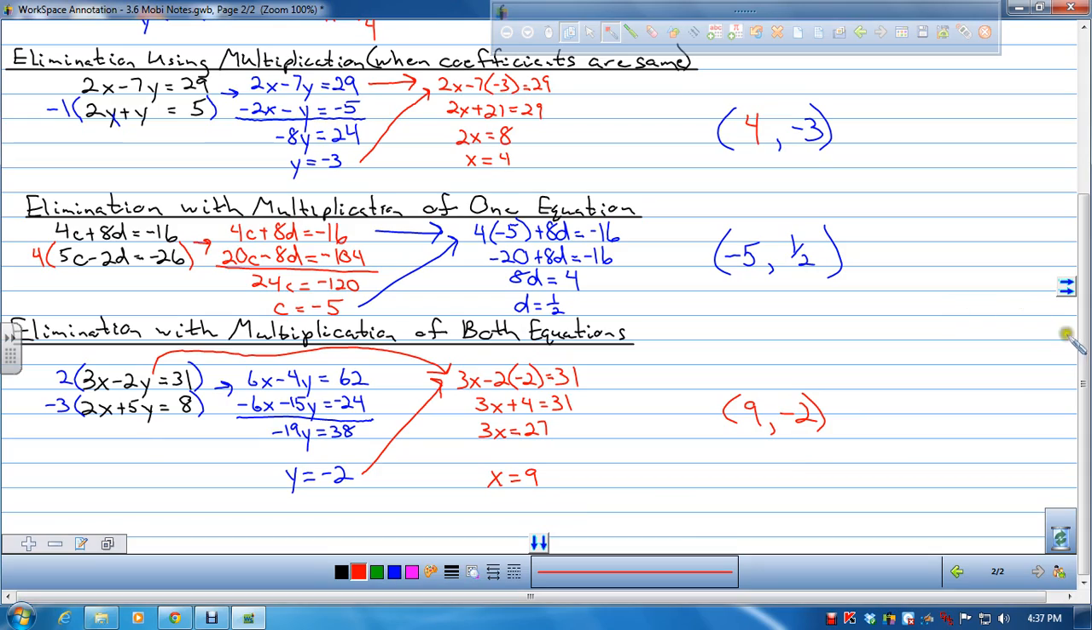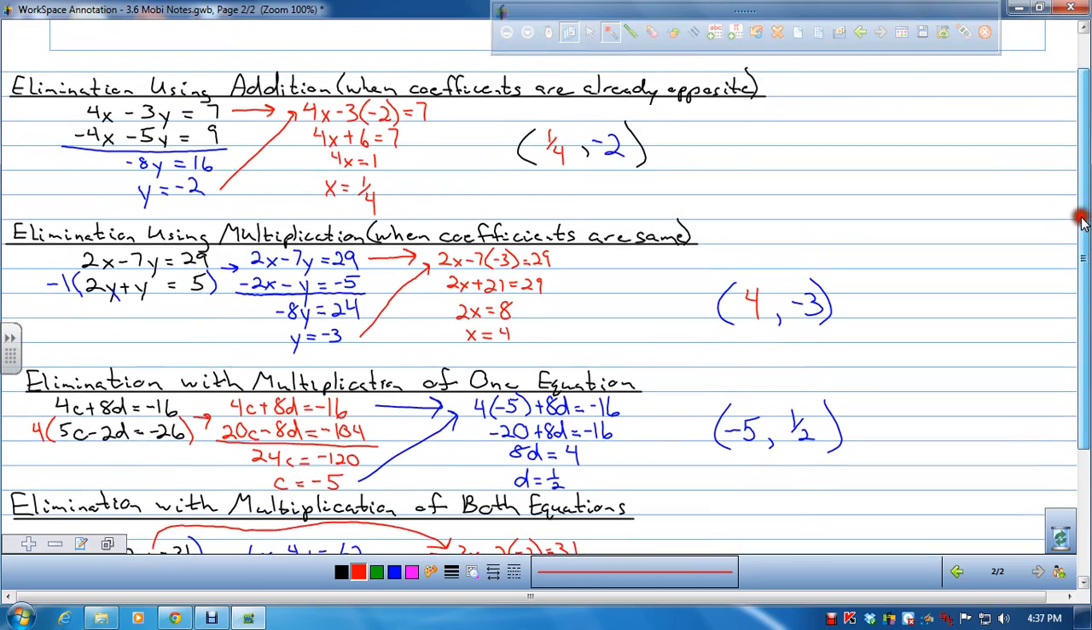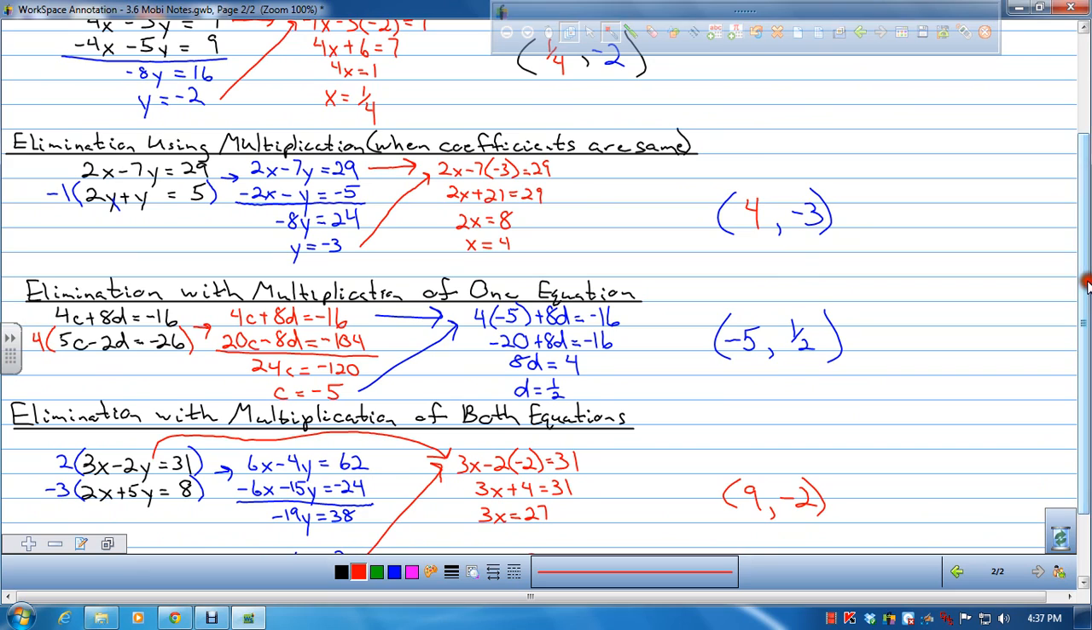Again, really no excuse to ever miss any of these because we can check them all. Okay, you can plug these values back in, make sure they work. You could graph them on a calculator, make sure that you get the same intersection point that you got by using this algebraic method here.